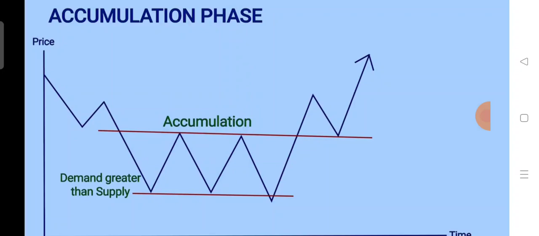Now this continues for some time, and after this accumulation phase, the market breaks out and goes in the upward direction. That is called the breakout. So this is a kind of price reversal.